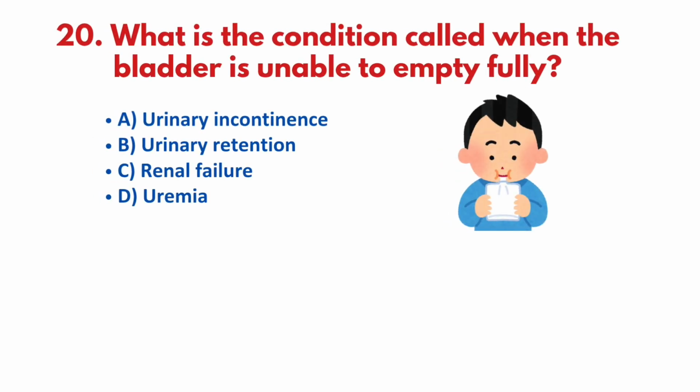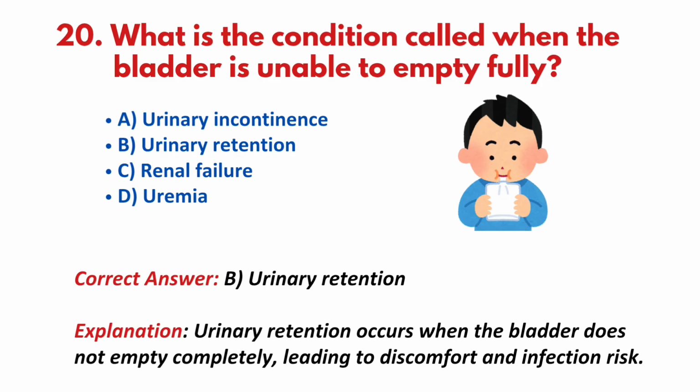The last question. What is the condition called when the bladder is unable to empty fully? Options are urinary incontinence, urinary retention, renal failure and uremia. And the correct answer is option B, urinary retention. Urinary retention occurs when bladder does not empty completely, leading to discomfort and infection risk. So the correct answer is option B.